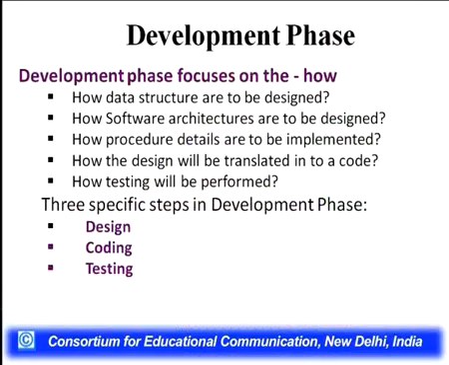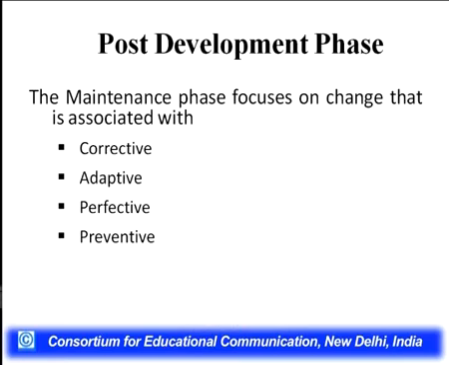Now in the development phase, the focus comes on the how part, that is, how things are to be done. In this case you have three things: designing, coding, and testing. So how data structures are designed, how the software architecture is to be designed, how details of procedures are implemented, how these details are translated into code, and how testing will be performed. So the development phase talks about the how part.